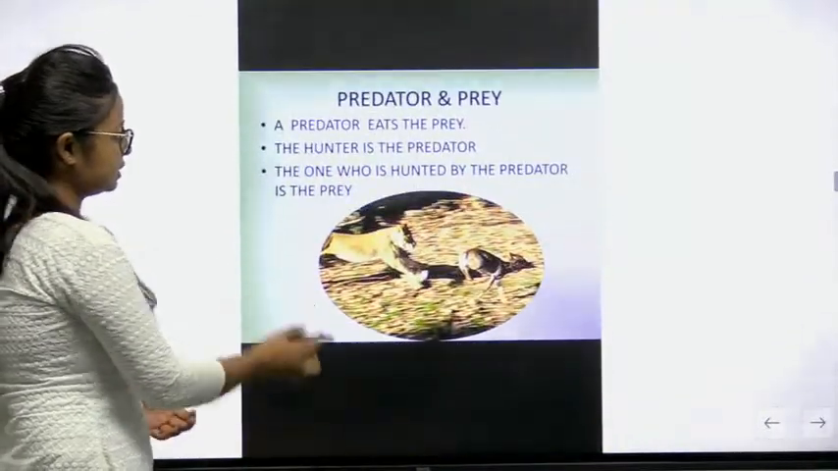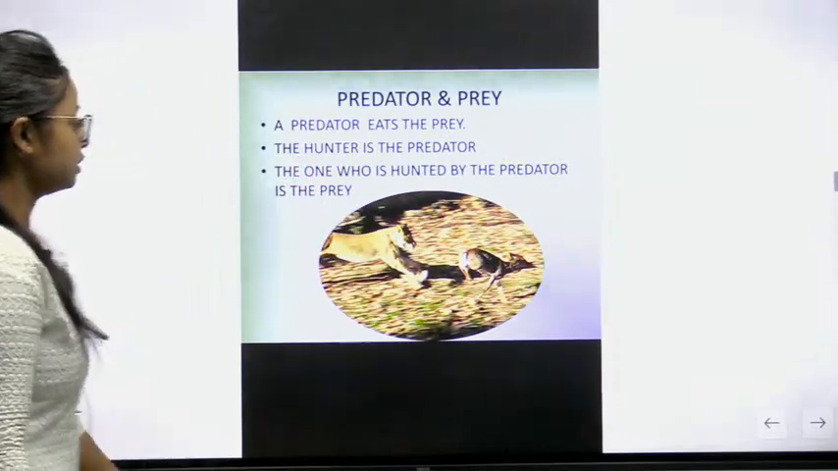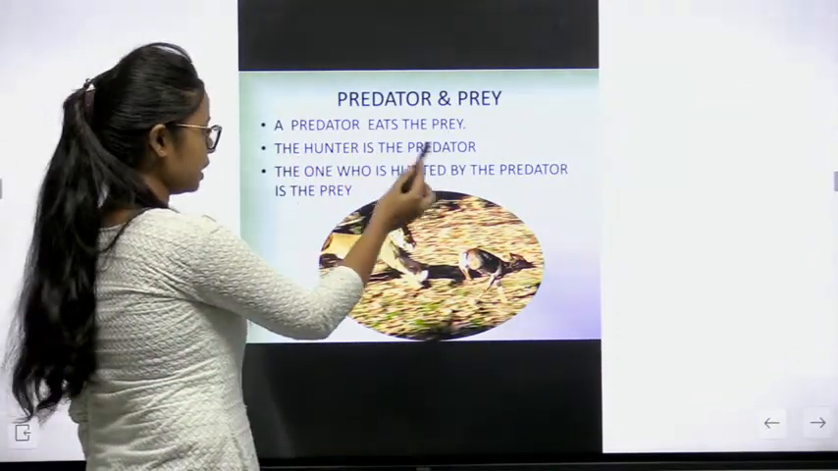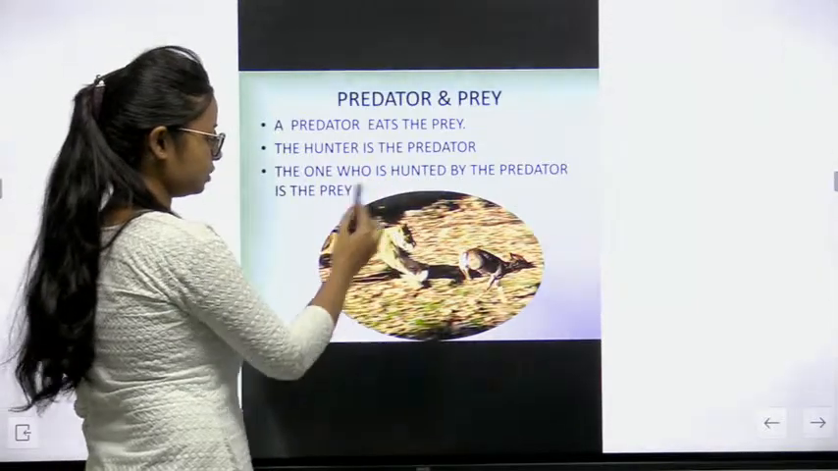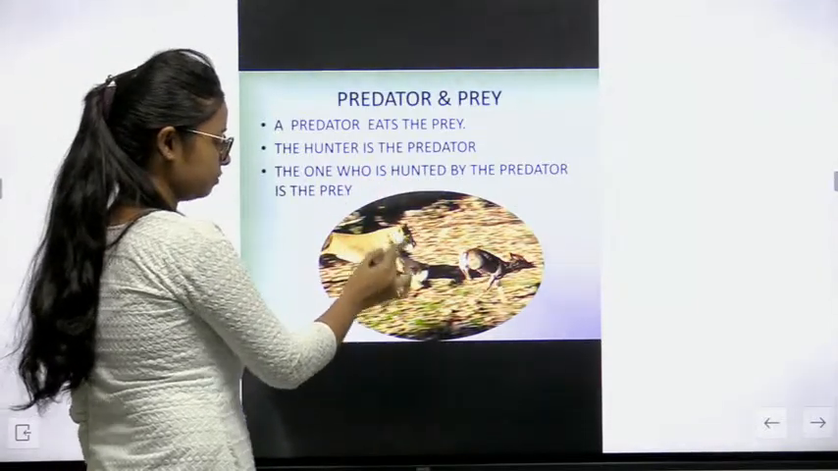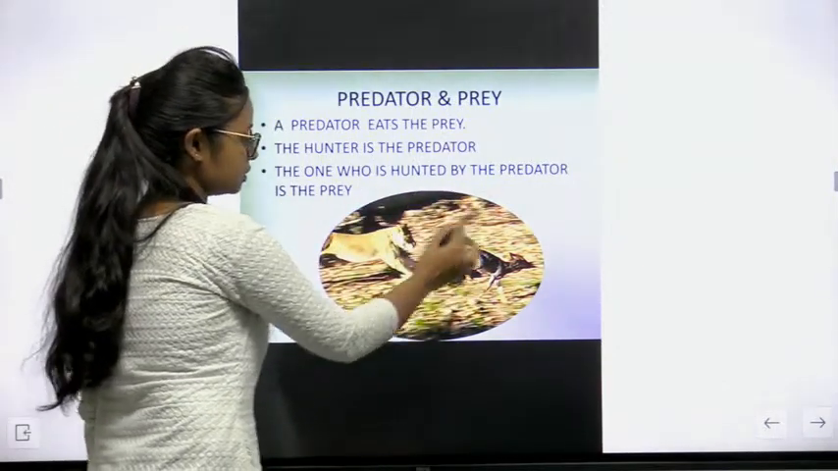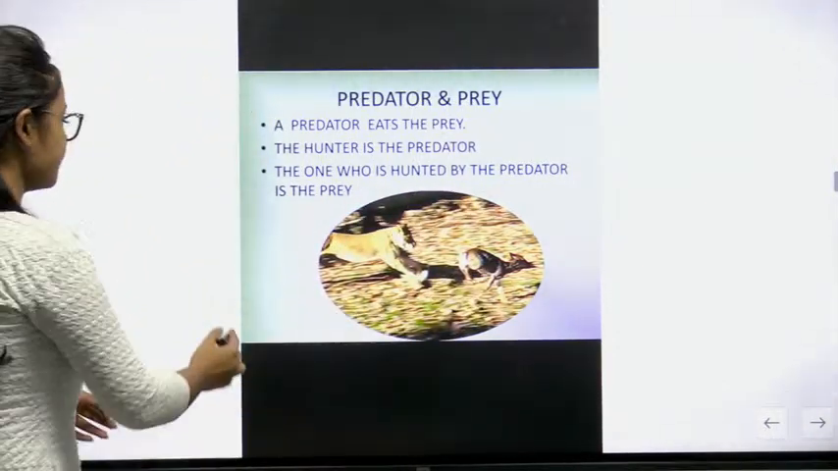Next, here is the difference between a predator and prey. A predator eats the prey; the hunter is a predator. So this is a hunter, which means this is a predator, and the one who is being hunted by a predator is a prey. So this is a prey. Clear?